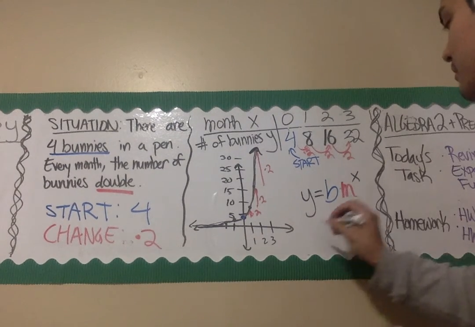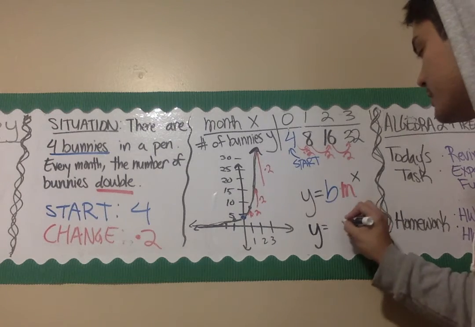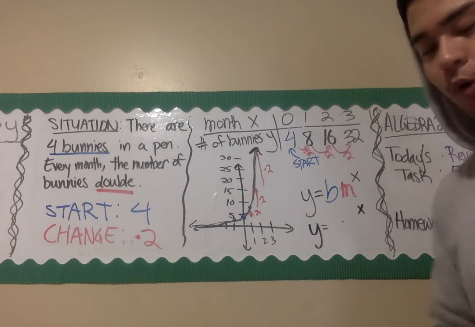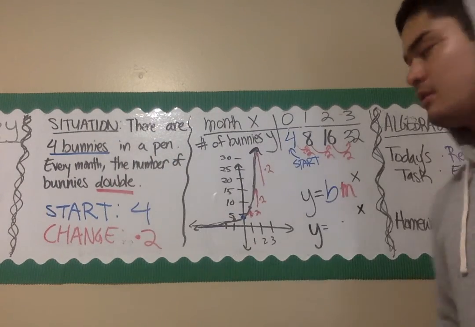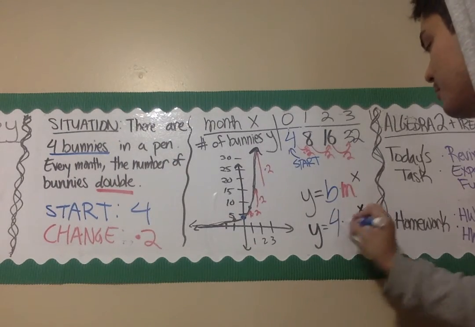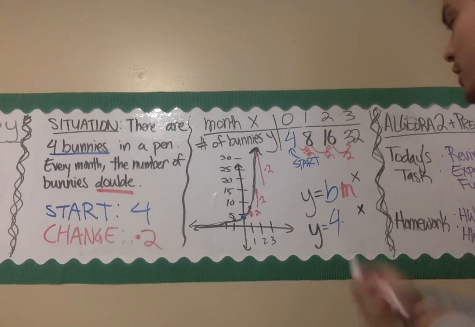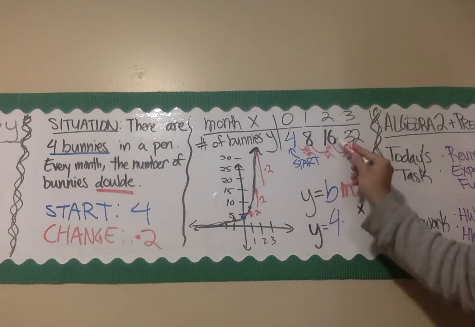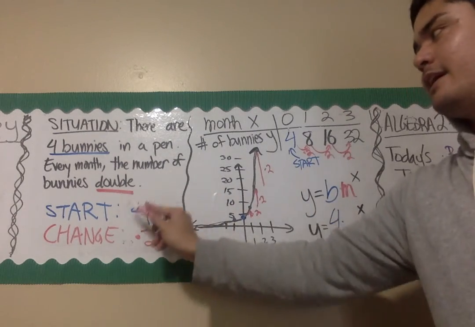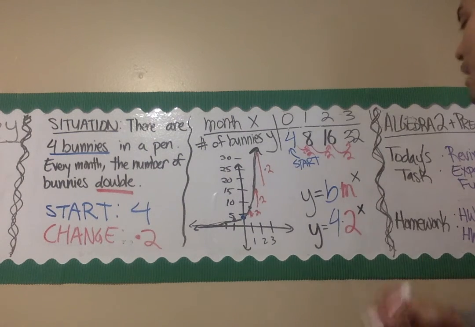So we're going to plug in our start and our change. The start is 4 in the graph, in the table, in the situation. I'm going to plug that in my b value. Y equals 4 times m, or the change, to the x. The change is 2. We see that in the graph. We see that in the table. We see that annotated here. We see that in the situation. 4 times 2 to the power of x.